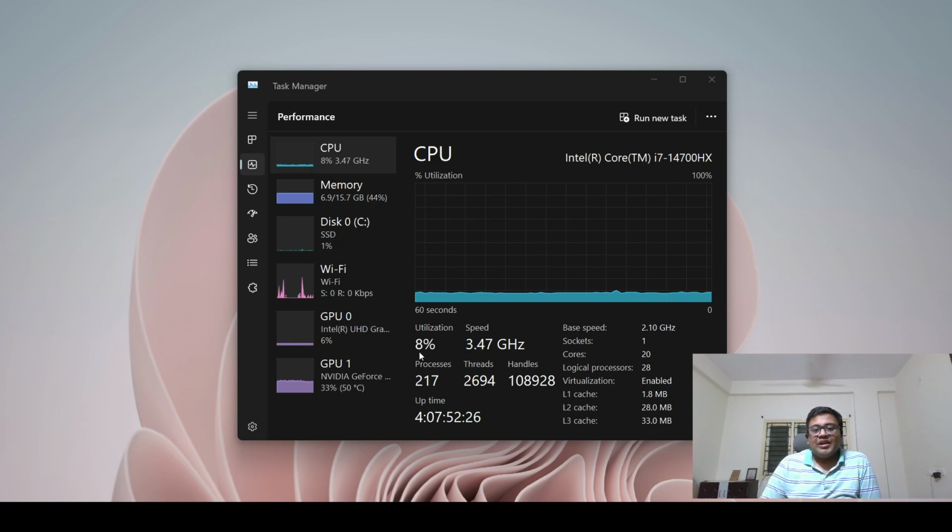Now you can see only 8% is utilized, though I'm recording video and this task manager is also running. Probably many applications in the background are running, but it's a powerful machine. That's why only 8%, 9% of the CPU is being utilized. There are so many processes and threads running simultaneously. So this is how we can see our CPU's configuration or CPU statistics on our machine.